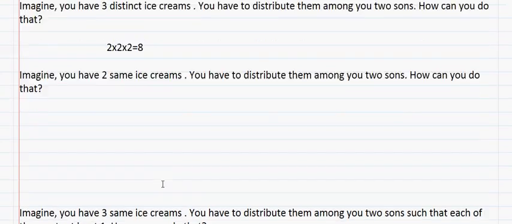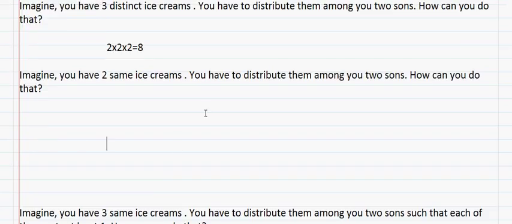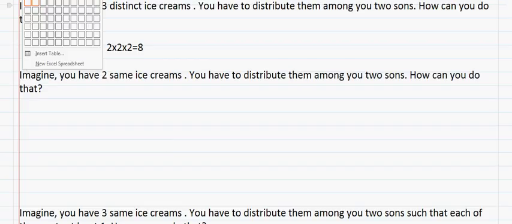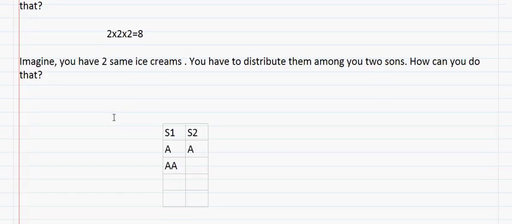Now things are a little complicated. You have the same ice creams, right? Which means rather than AB, you have AA. Let's see how we do that. So again there are two sons, S1 and S2. So what is the first combination? This is AA, then AA, and finally AA, right? So these are the three ways out.